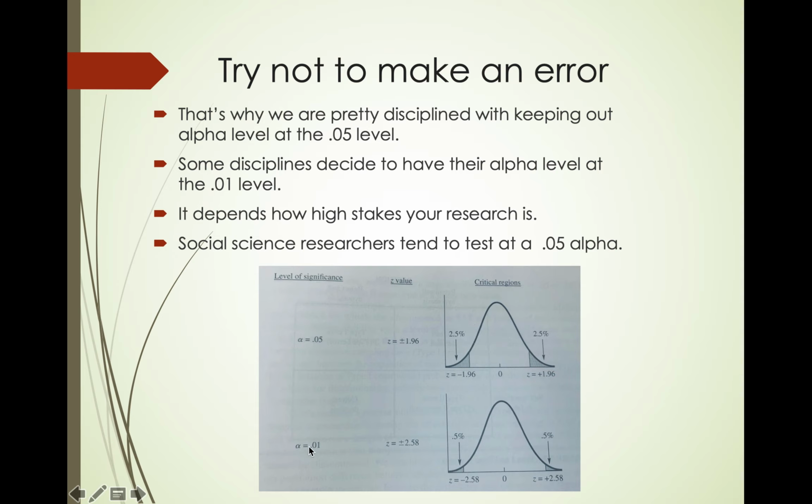But this would be at the 1% level right here. So it's even smaller areas where it could be statistically significant. Some disciplines decide to have their alpha level at the 0.01 level. As social science researchers, we use the 0.05 level. It really just depends how high stakes your research is. I think I used an example last class, like if you were doing something with medicine and you needed to know for sure it was going to work, you would want maybe the 1% level, or the 0.01, same thing.